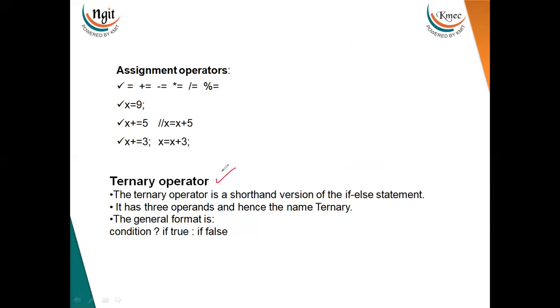Next, we have the ternary operator. The ternary operator acts as an if-else statement. It has three operands, which is why we call it a ternary operator. Here we take a condition like a greater than b. If this condition is true, we print a, otherwise we print b. First we check the condition. If the condition is true, we print the first statement. If the condition is false, we print the second statement. This is how the ternary operator works. It is the same as an if-else block.